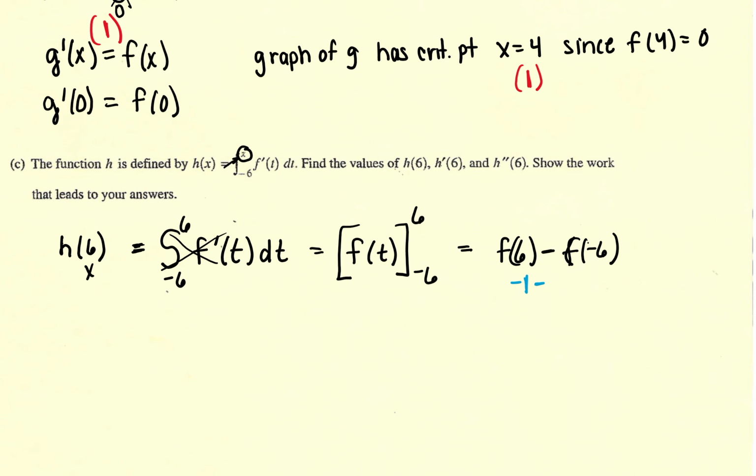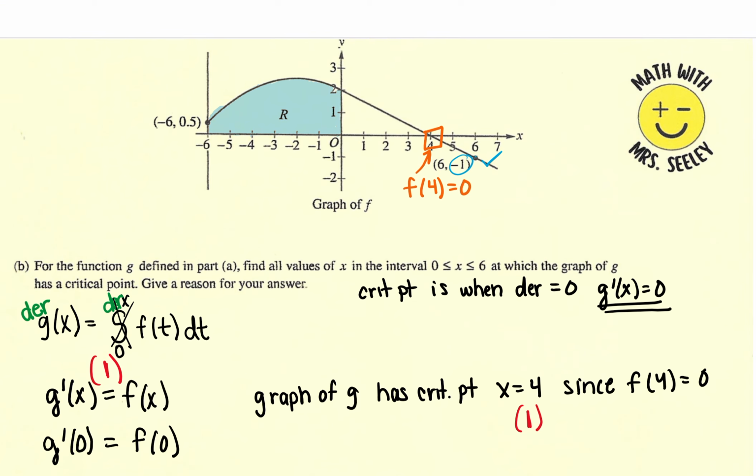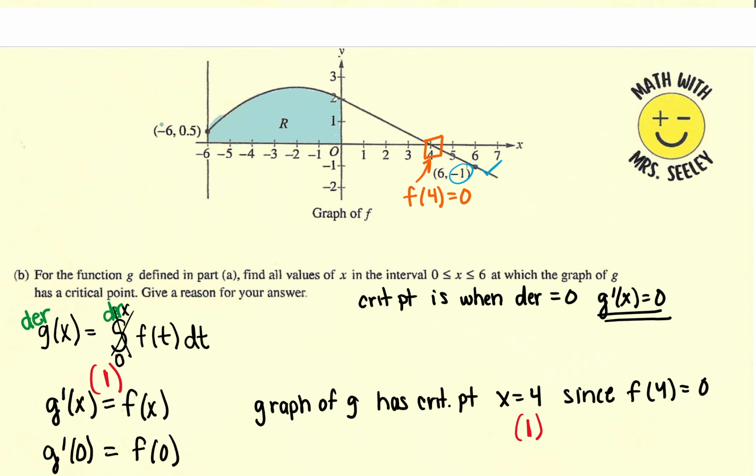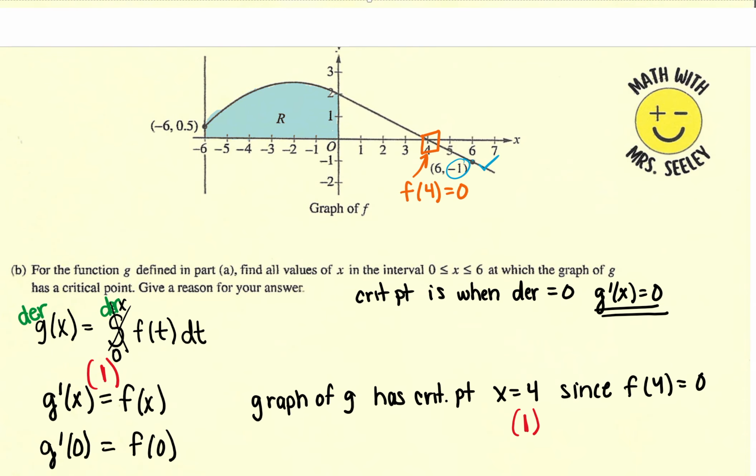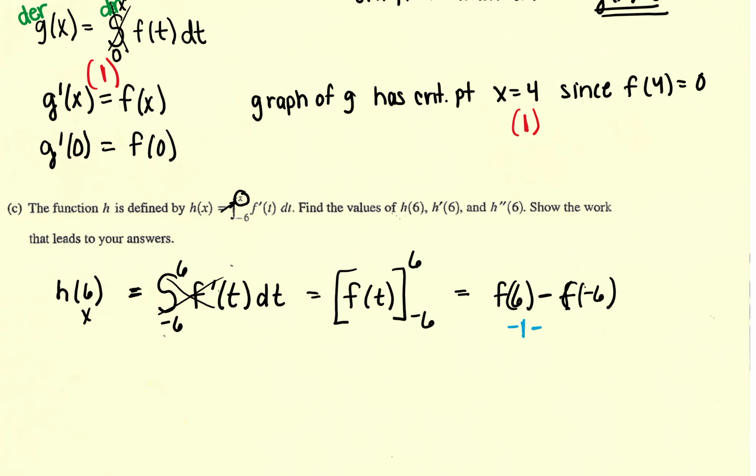Minus, now let's go find the value at -6. At -6, we're told that it's equal to 0.5. So we're going to have minus 0.5. And if I do that math, I get negative 1 minus 0.5, which is negative 1.5.